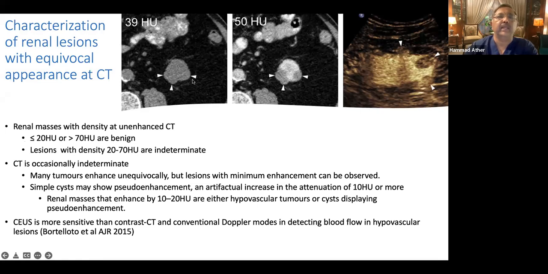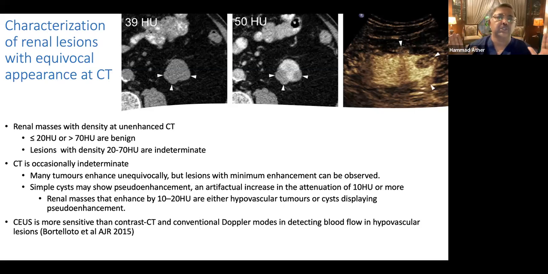If you look, there are certain things that we need to know before we move on to the images. For renal masses, the density on unenhanced CT scan, and that's what we do very commonly in our clinical practice for a stone and obstruction, is that if you have a lesion which is less than 20 Hounsfield units, or if a lesion is greater than 70 Hounsfield units, they are really benign.